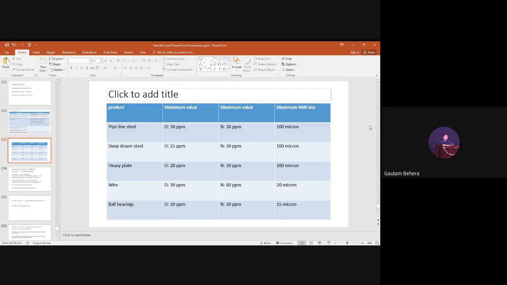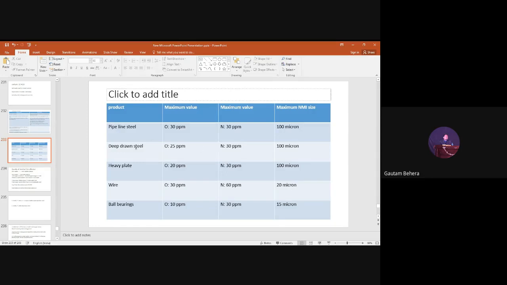So if they are present in the steel anyhow, there is a certain criterion that the non-metallic inclusion size should be less than that, and the amount of nitrogen and hydrogen should be less than that. So these are the figures you can see. If we have pipeline steels, the oxygen amount should be less than 30 ppm, and the maximum amount of nitrogen should be less than 30 ppm. ppm here means parts per million. And the maximum size of non-metallic inclusion is 100 micron. It should not be greater than that.